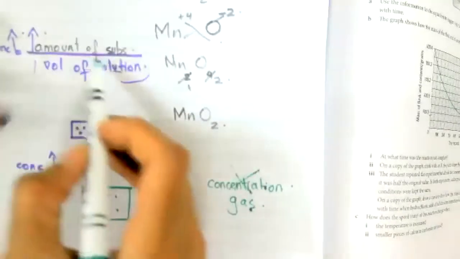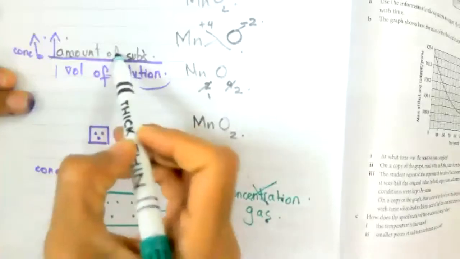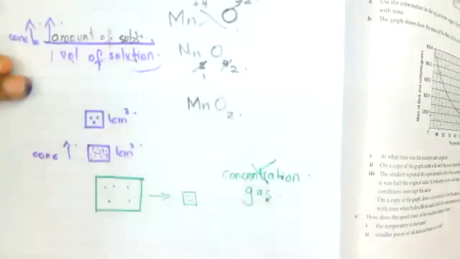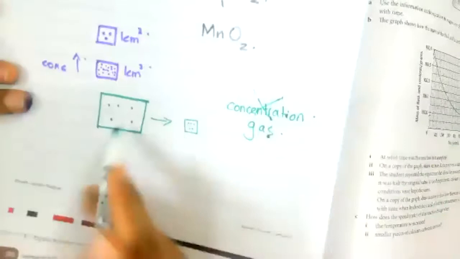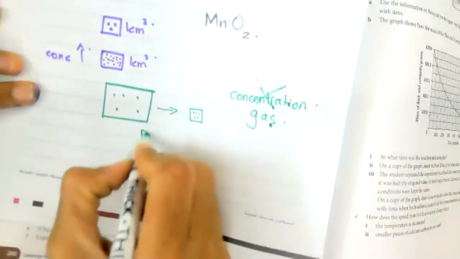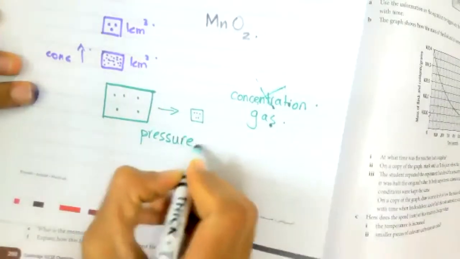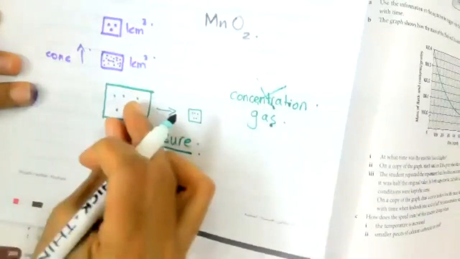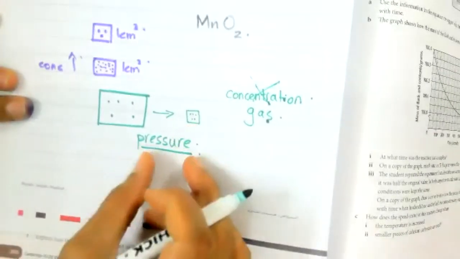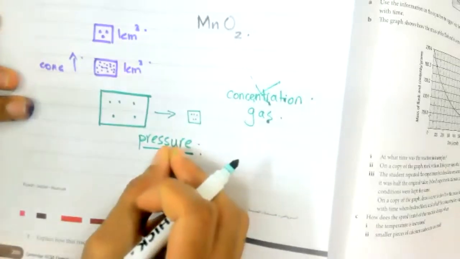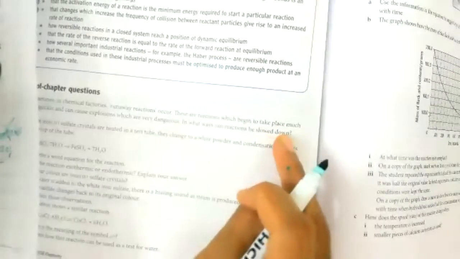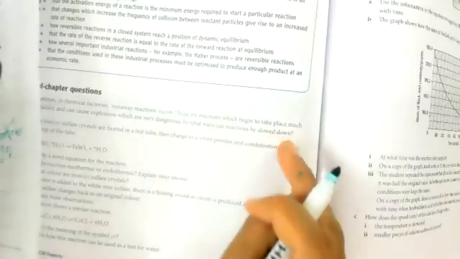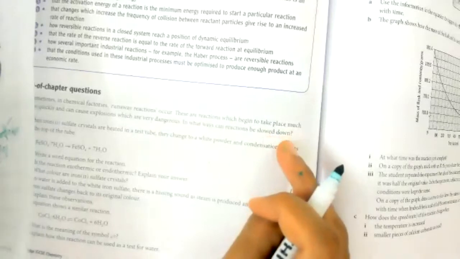Why? Because remember, the concentration definition is this: amount of substance divided by the volume of solution. Now gases are not in a solution. So that is why we use pressure. This is pressurizing. I increase the pressure of the gas. I squeeze the gas into a small volume, so it's the same as pressurizing them. We can decrease the pressure of the gas if we want to slow down the reaction. We can decrease the concentration if the reactants are in solution form.